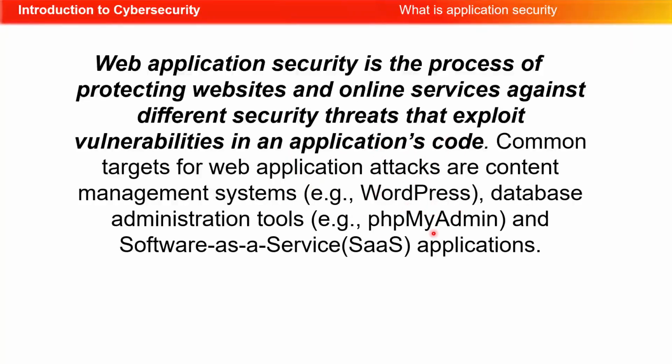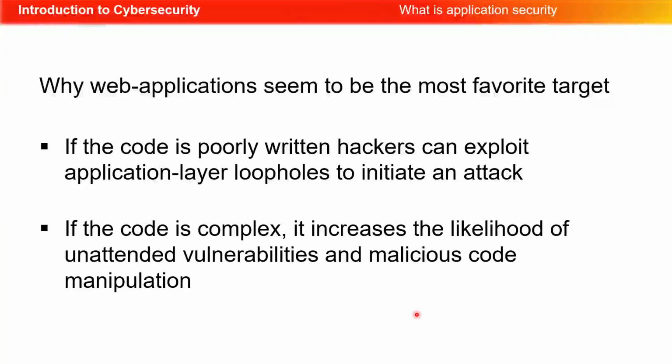Web application security is the process of protecting websites and other online services against security threats that exploit vulnerabilities in the application code. Common targets for web application attacks are content management systems like WordPress, database administration tools, and software as a service applications. The reason these web applications have vulnerabilities is that they're public. If you're using software as a service that is generally managed offsite, you have a secure connection, but that does not mean a malicious third party cannot get to the software as a service or cloud application.